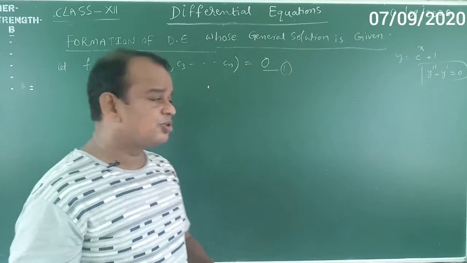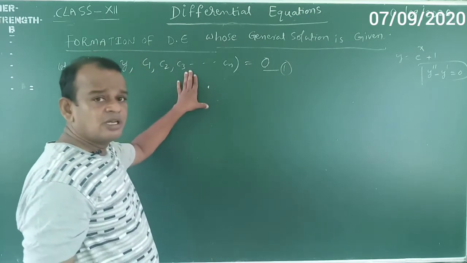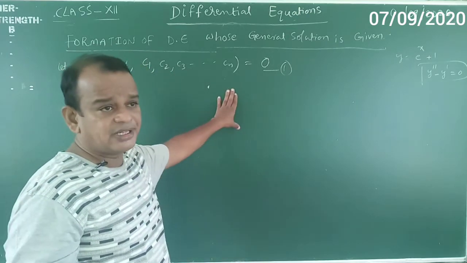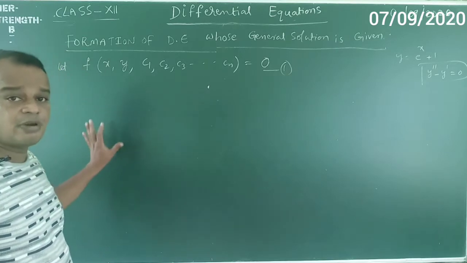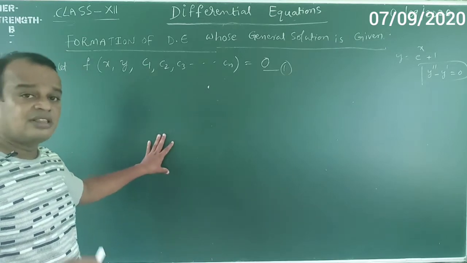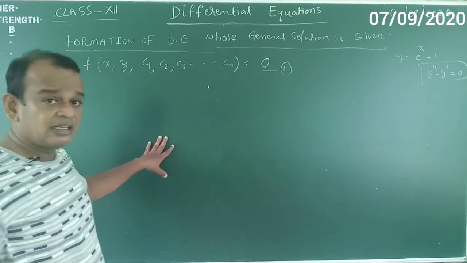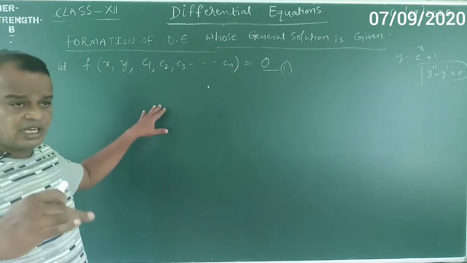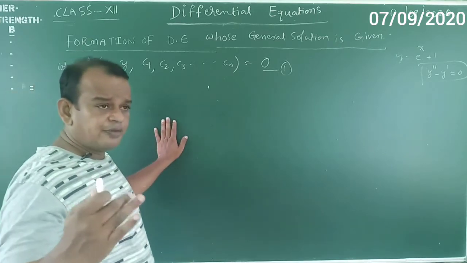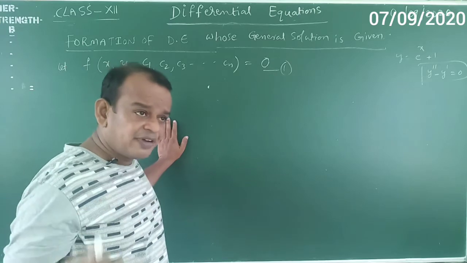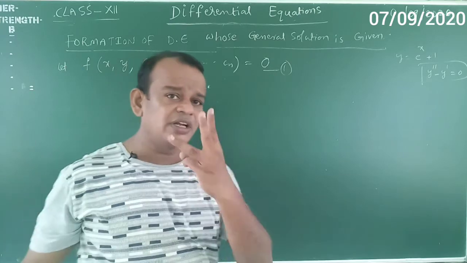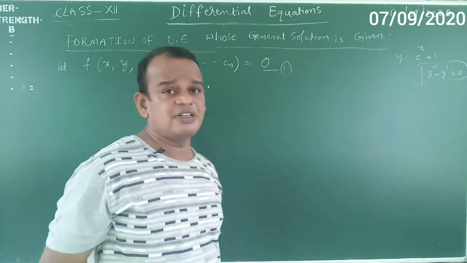Suppose there is only one arbitrary constant; we will differentiate n times and get dy by dx. Two arbitrary constants means d square y by dx square, and we will get two equations. Three arbitrary constants means we get one equation, then differentiation of the function with respect to x, again differentiation, again differentiation. How many equations do we get? Three equations. The given equation is one equation.